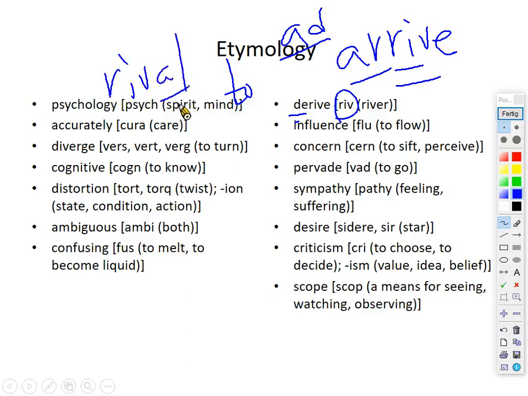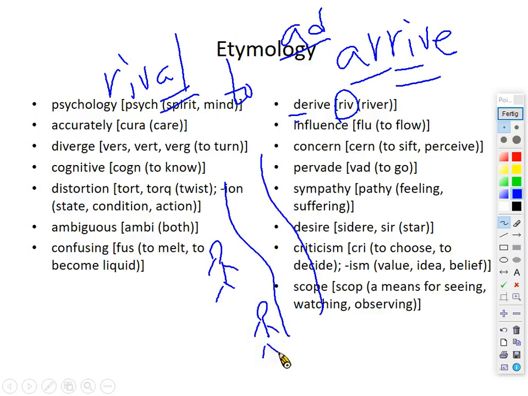And how about rival? R-I-V-A-L. AL refers to people, or is an adjective. So the different people arriving along the river. So you can see this is a river, right? And there are two people here. So basically they are rivals. They compete for the right to the river water. So they are rivals, enemies, competitors. Rivals. Okay?